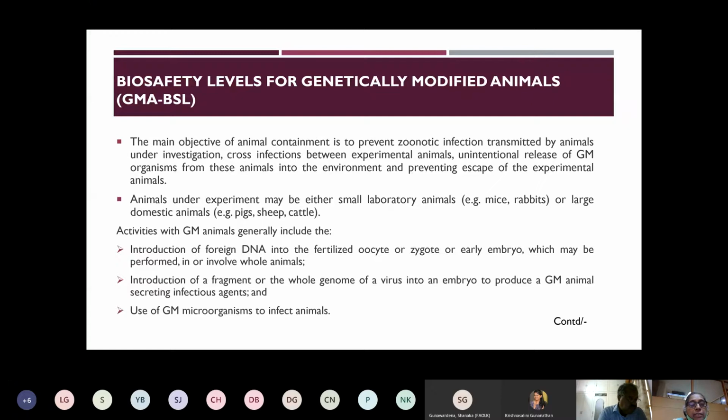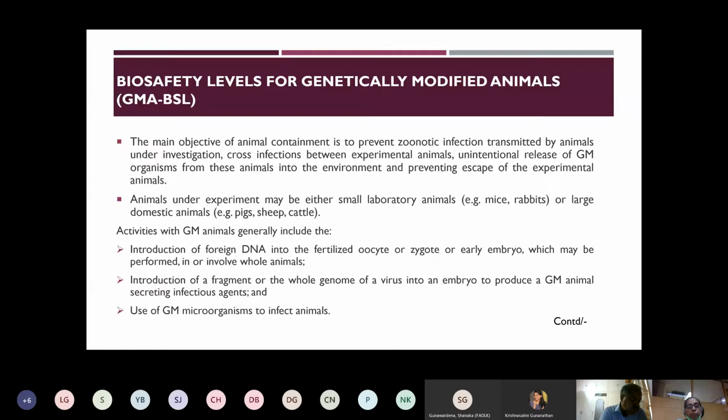So what would activities with GM animals include? Generally, you will be working in the laboratory. Introduction of foreign DNA into either the fertilized oocyte or zygote or early embryo may be performed inside the animal, or may involve the whole animal. So sometimes we do the lab work and then we put it in the whole animal. So every activity is to be covered.